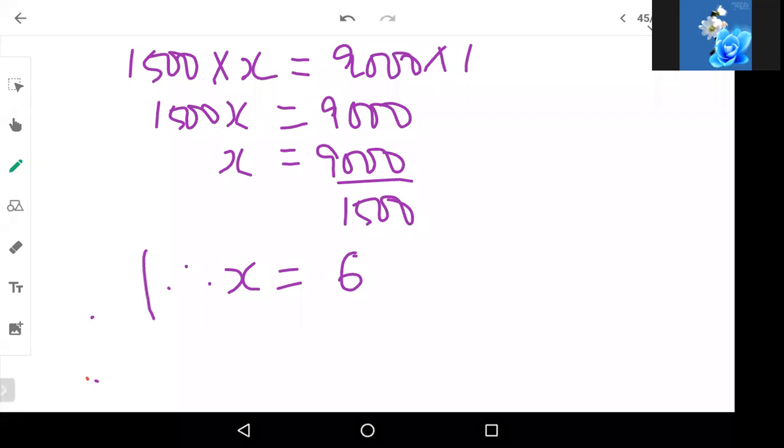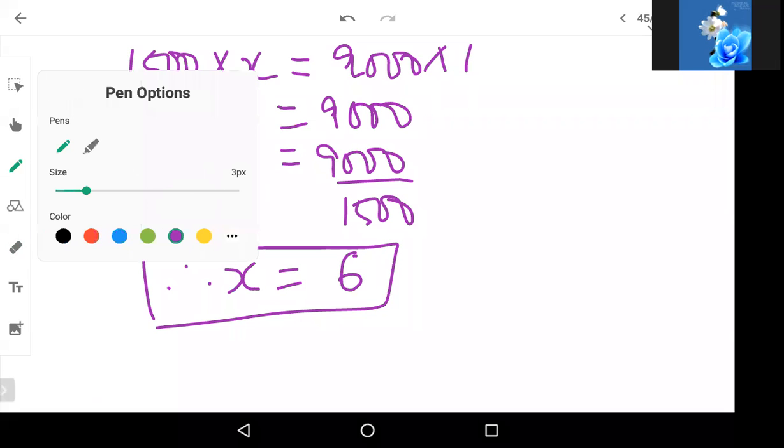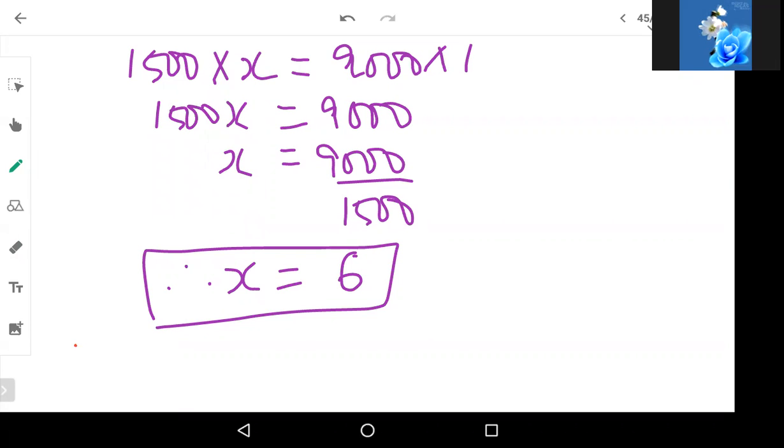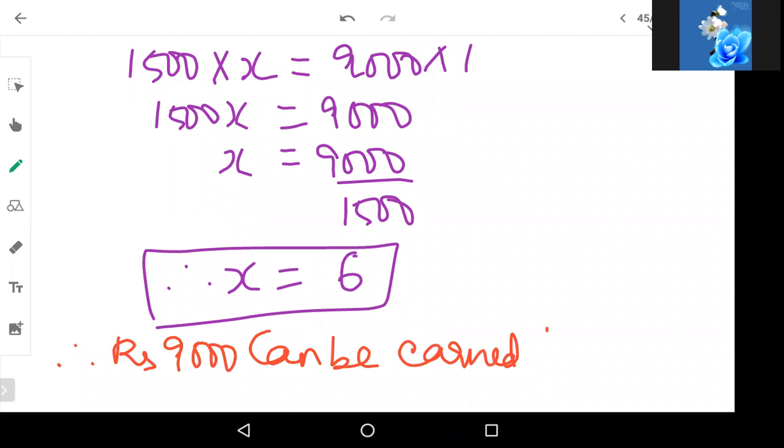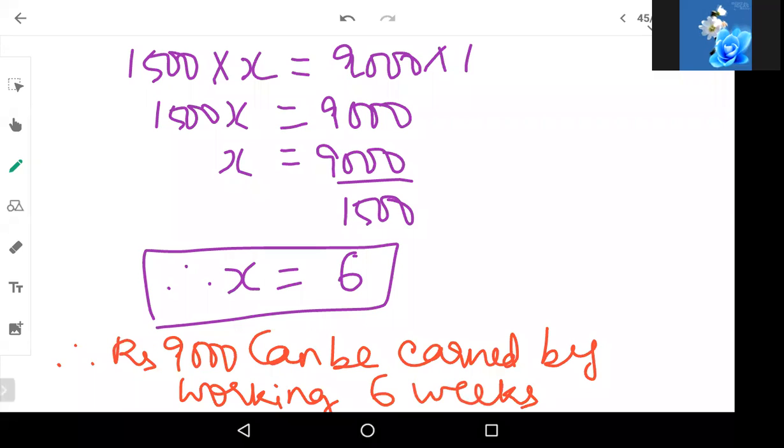Now once we understood X is equal to 6, it means that a person requires 6 weeks to earn 9,000 rupees. So write the conclusion. Very, very important to write the conclusion. Therefore, rupees 9,000 can be earned by working 6 weeks. Okay. Everybody understood? Any doubts in this problem?